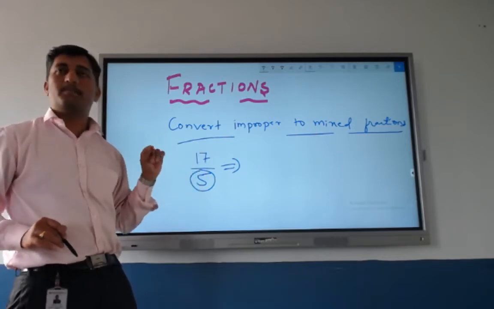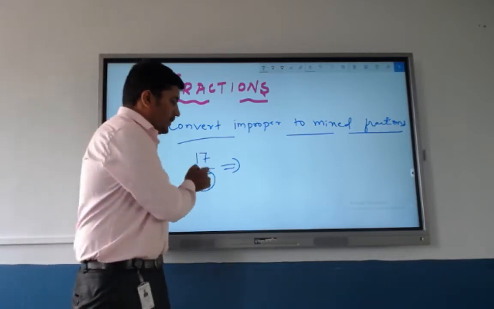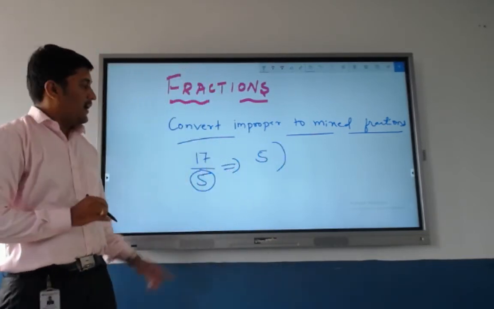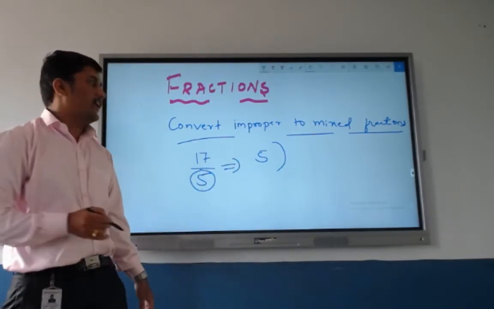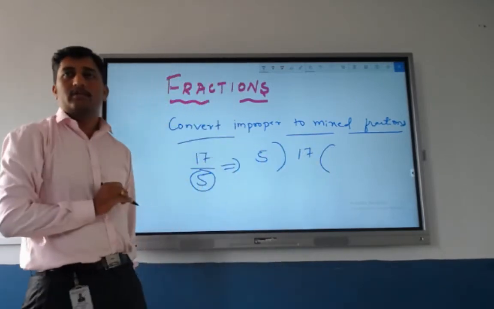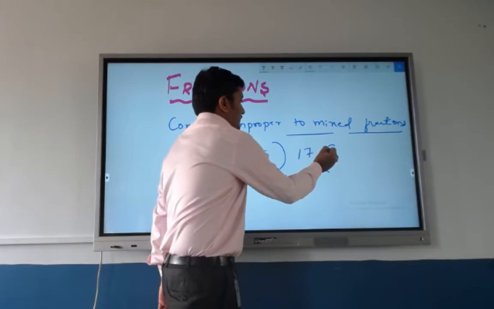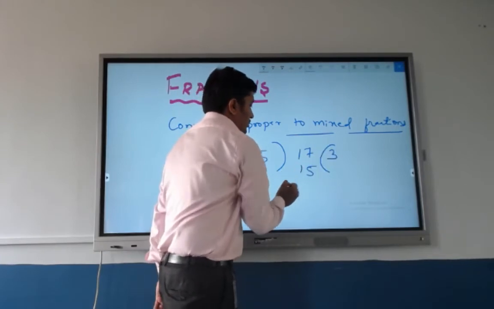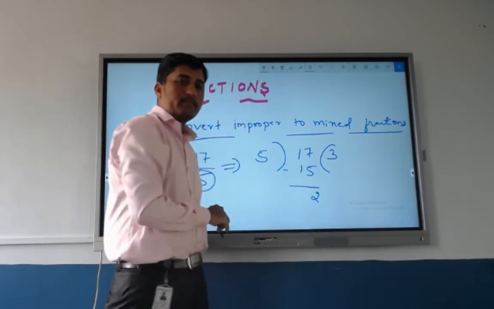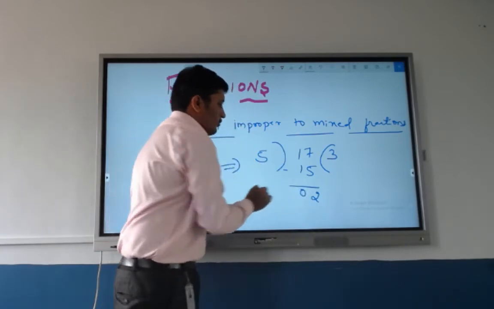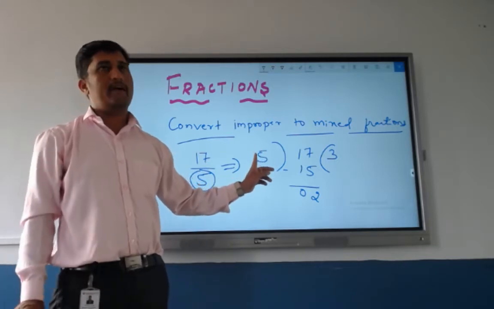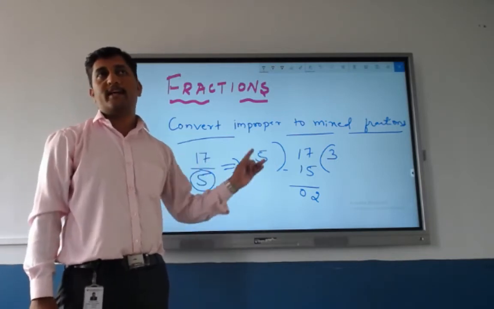So the numerator is big. Now you can take the down number as the divisor. So 5 is the divisor and 17 is the dividend. Now we divide. 5 threes are 15. Then subtract it. 7 minus 5, 2. Then 1 minus 1, 0. Now 2 is less than 5, so it is not possible to divide. When it is not possible to divide, you stop there.